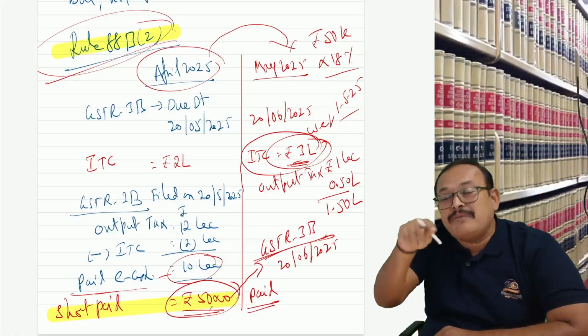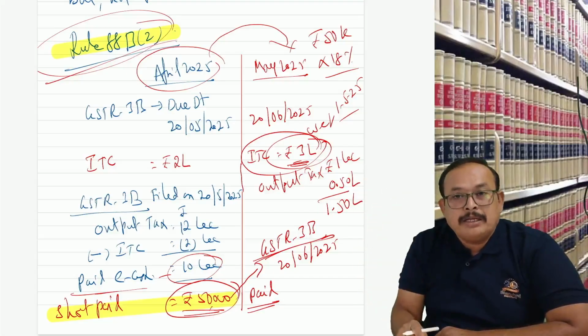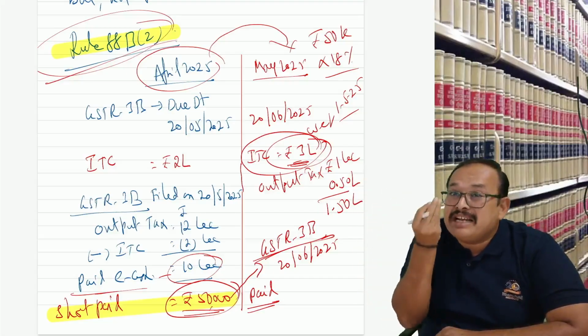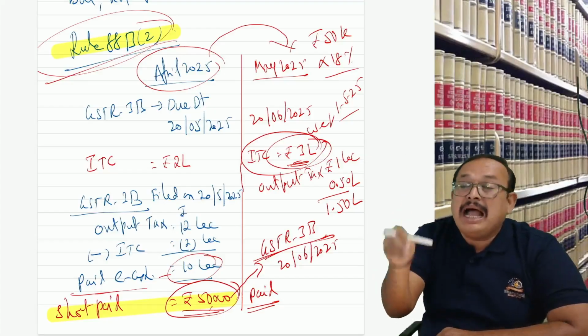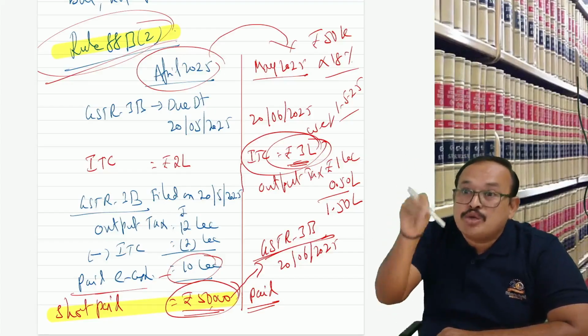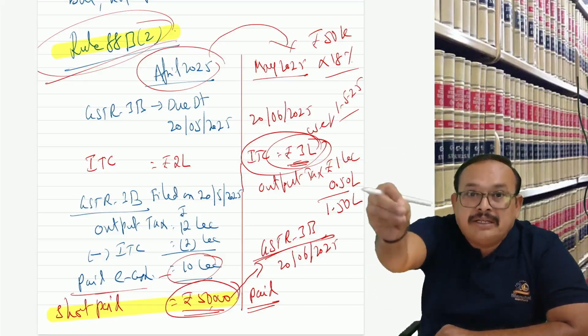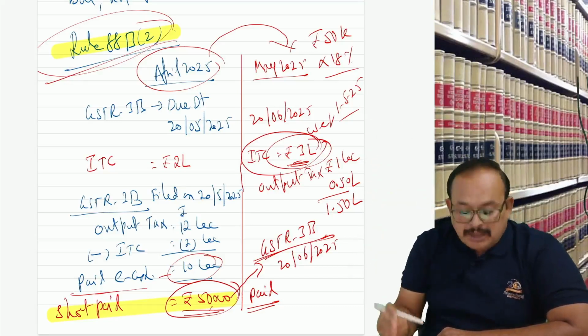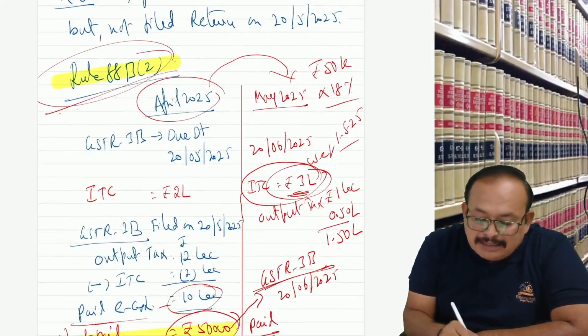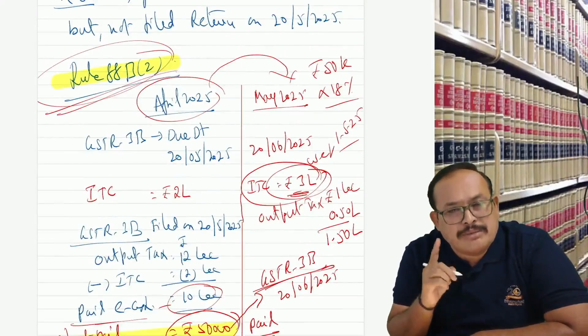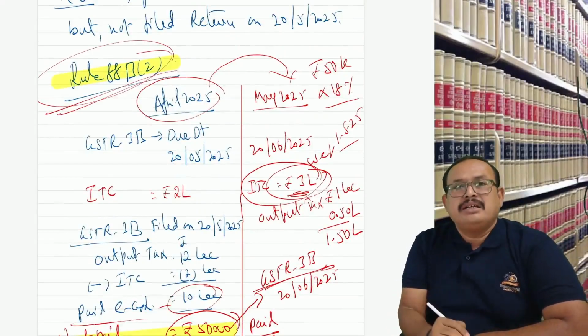Rule number 88B sub number 2 is not the case of 88B1. 88B1 is in case of delayed filing of return. Now, this sufficient electronic cash ledger balance availability as on the due date to file the return but return not filed, that case only applies. That means in the given case, rule number 88B sub number 2 is considered.